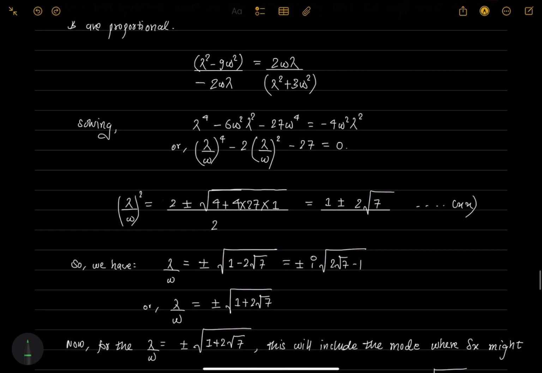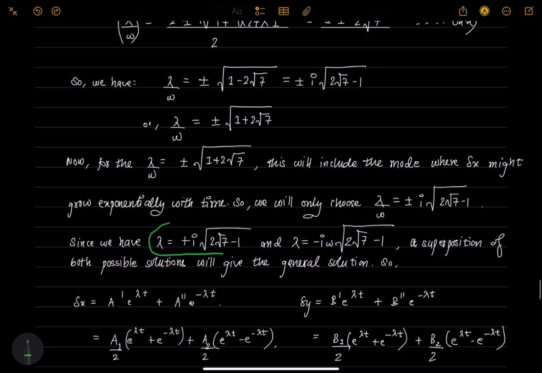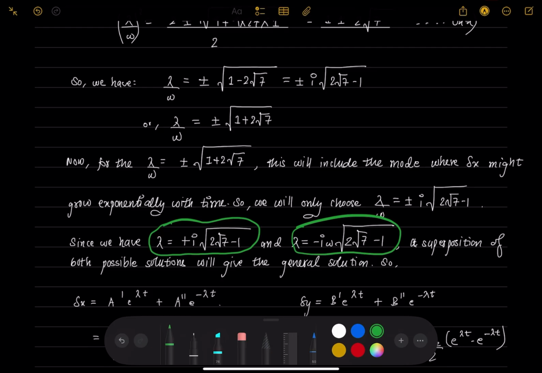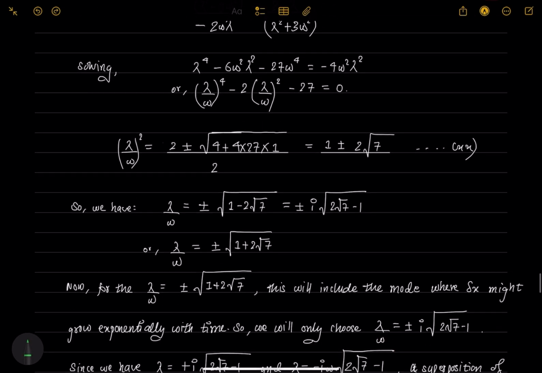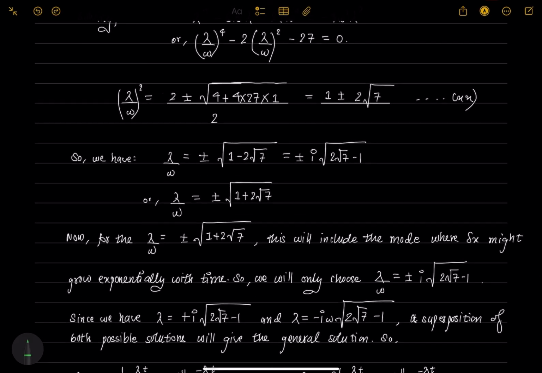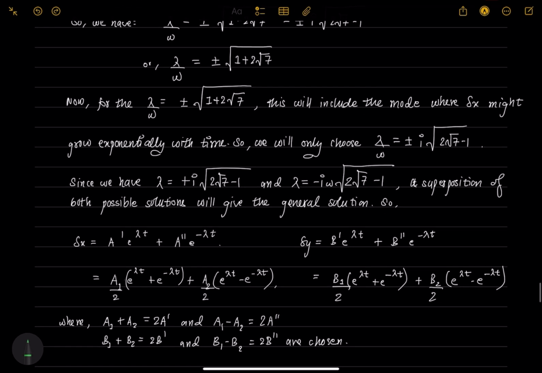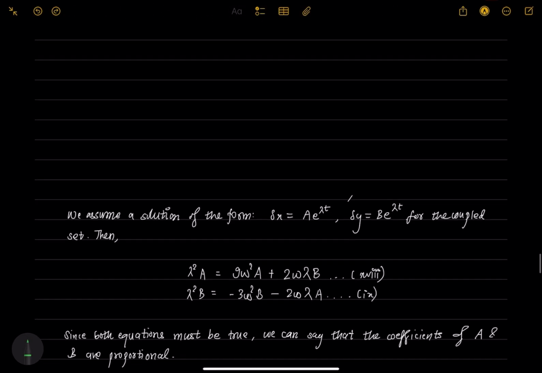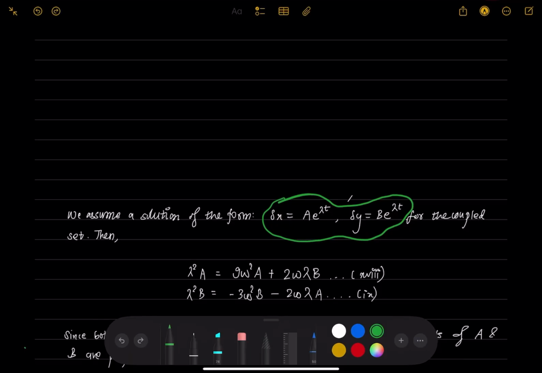Because this is a fourth order equation, we have four roots. Lambda can be plus or minus i, root of 2 root 7 minus 1. So those are two possible imaginary solutions, and we also have two possible real solutions, which are these. And we're staying away from the real solutions for right now. Okay, so there are two possible values for lambda which will indeed satisfy that these are the solution forms.